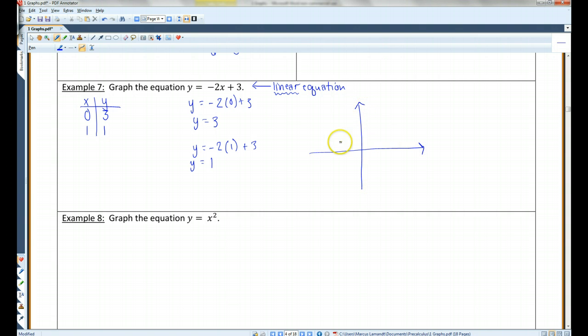With a linear equation, as long as you have 2 points, you're good. You don't need more than 2 points because it makes a straight line. I'll show you why that is. So 0, 3 is here, and 1, 1. So there's our line.